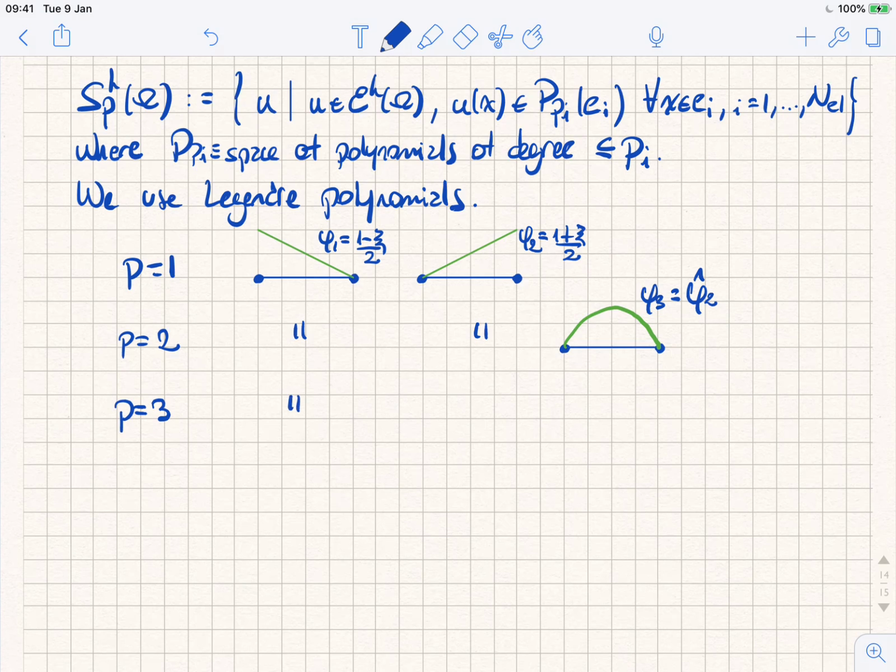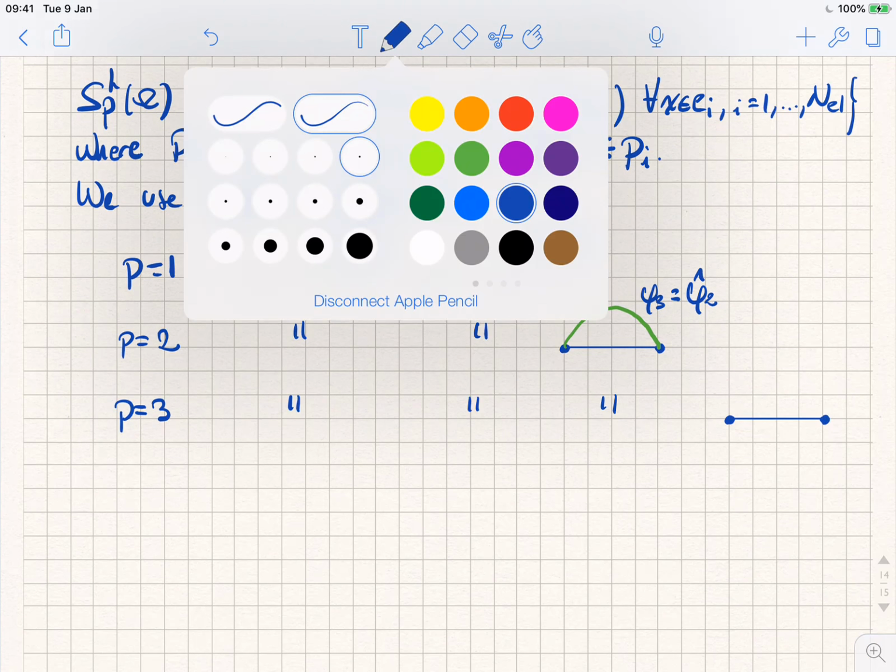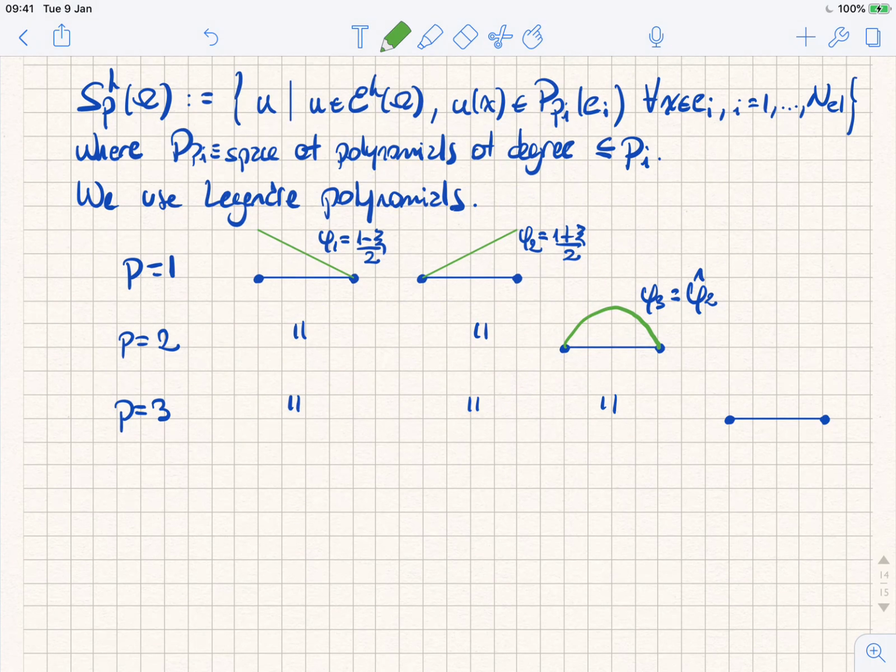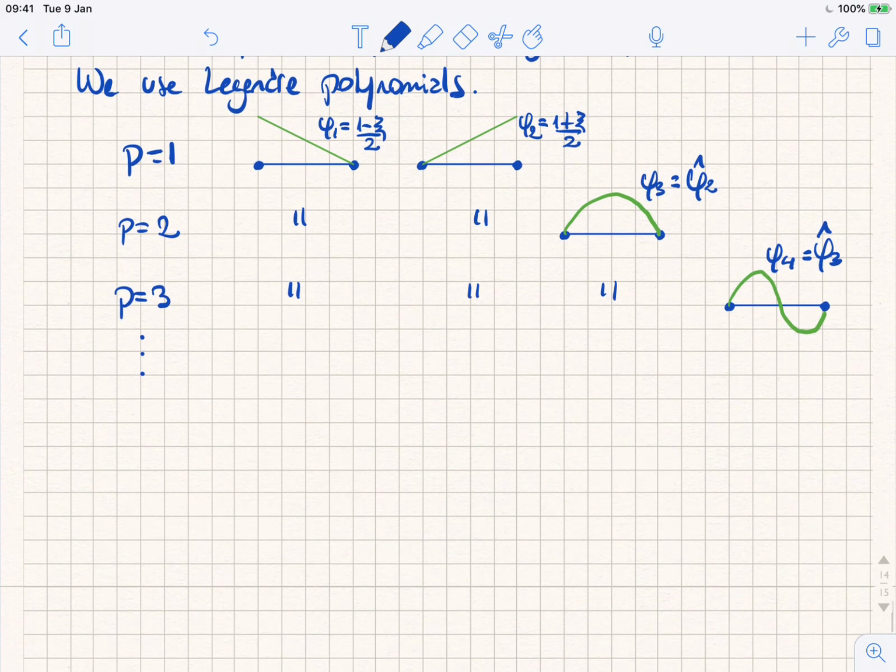For q equals 3, this all remains the same. And then we're going to add yet one more function. That is going to look something like that. And so on. You can keep adding polynomials to this basis.